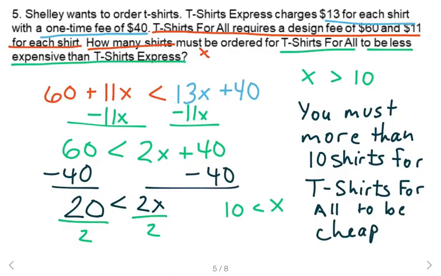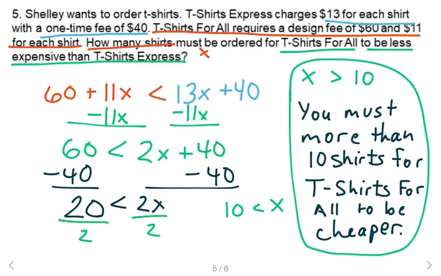Now this is an equivalent answer. Another answer that would make just as much sense is to say 11 t-shirts or more. So you could either say more than 10, or you could say 11 or more. So an alternate answer here is to say 11 or more.